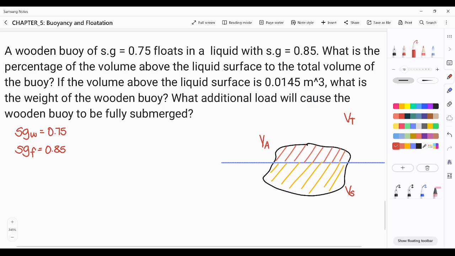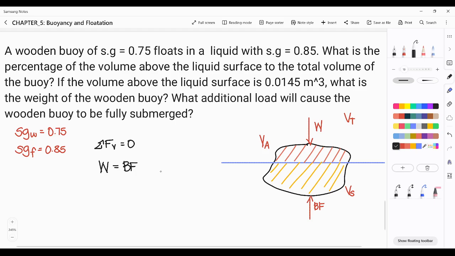So, at this point, may weight yung ating wooden buoy. And there will be a buoyant force to maintain equilibrium since it's submerged in a fluid. So, taking the summation of forces, we will arrive na our weight is equal to the buoyant force. Again, this relationship came from the summation of the vertical forces acting on the wooden buoy na nakasubmerged sa liquid.